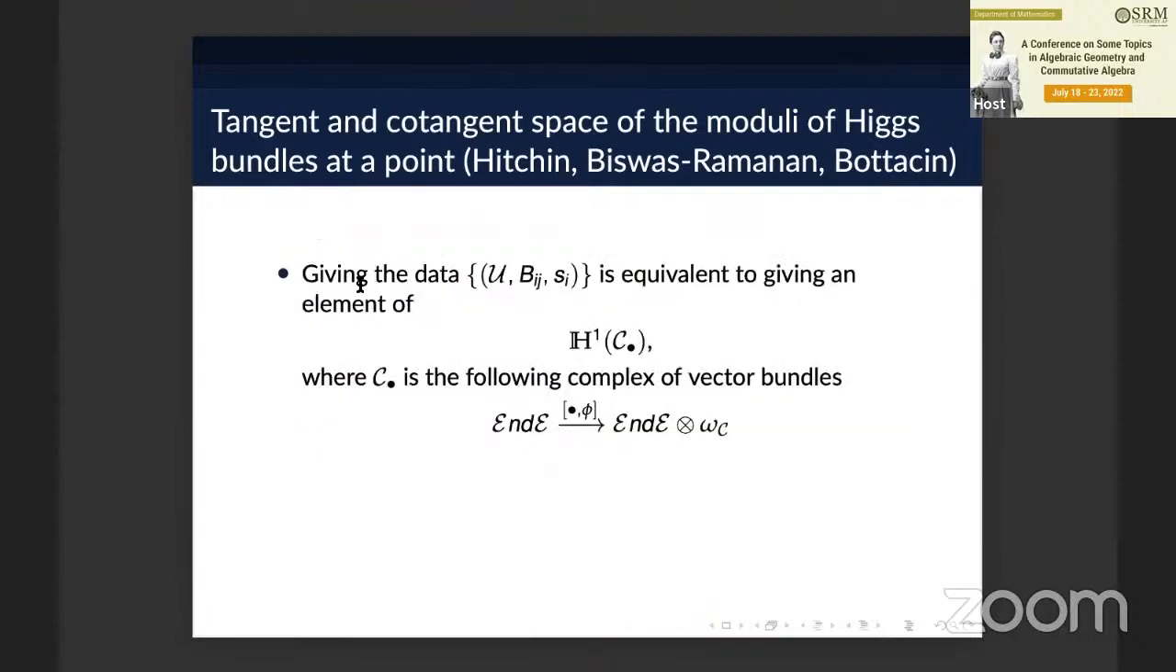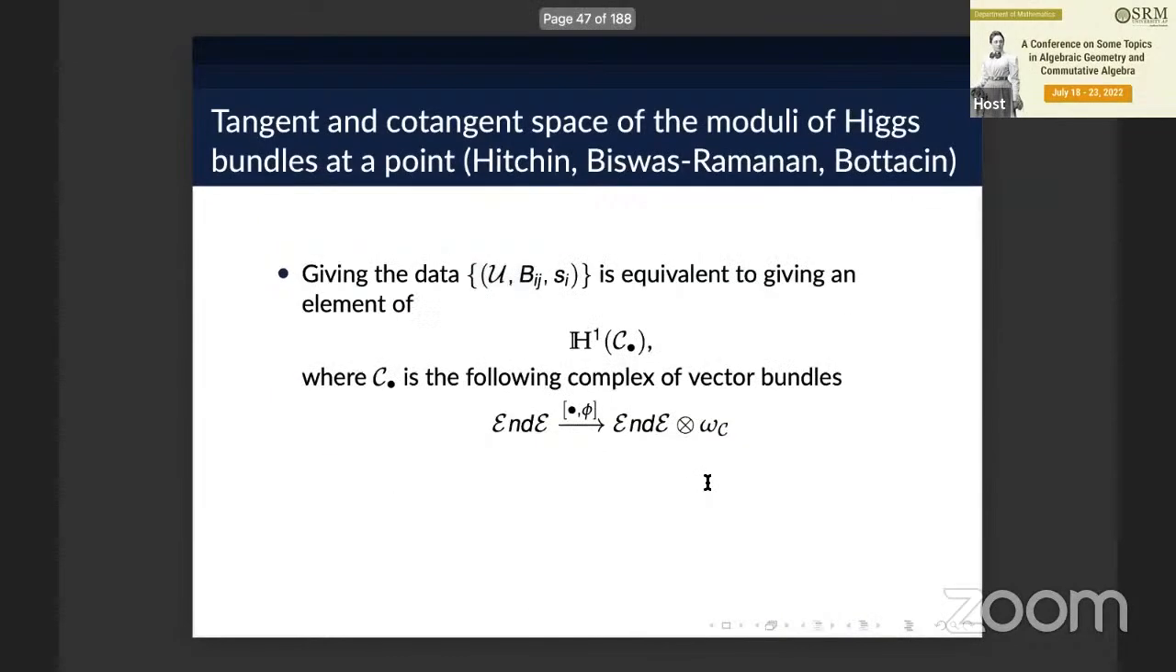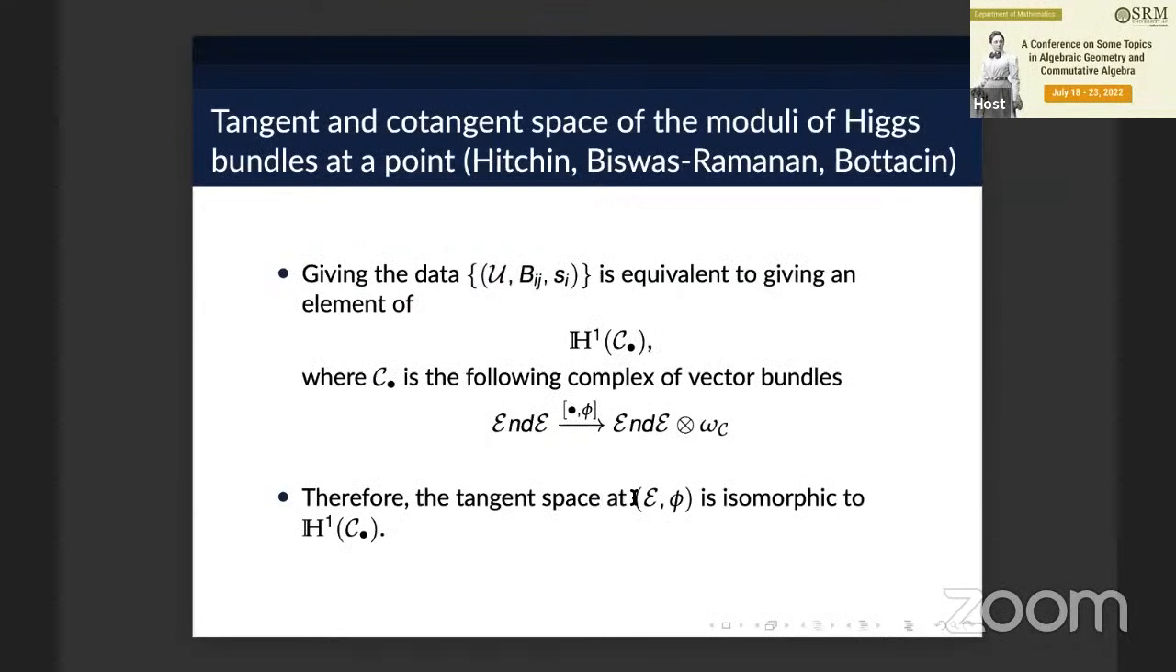And one can show that giving such data is equivalent to giving an element of the first hypercohomology of the following complex of vector bundles. So we have a vector bundle with a Higgs field, I can take End E, and given any section of End E, I can take the bracket with phi and get an element here. So this bracketing with phi figures out here. Okay, so therefore the tangent space at a given Higgs bundle is isomorphic to the first hypercohomology of this complex.